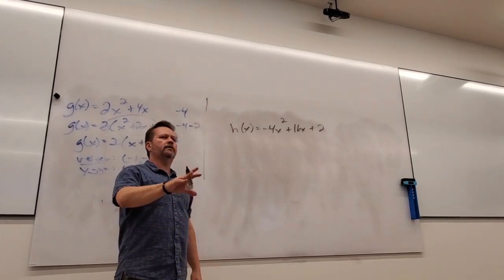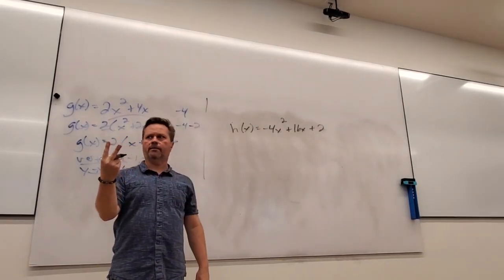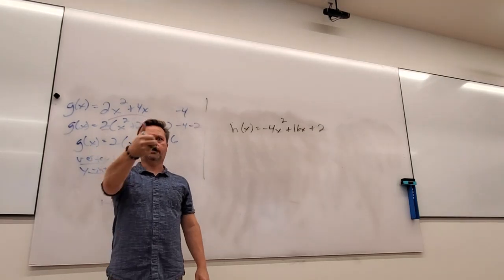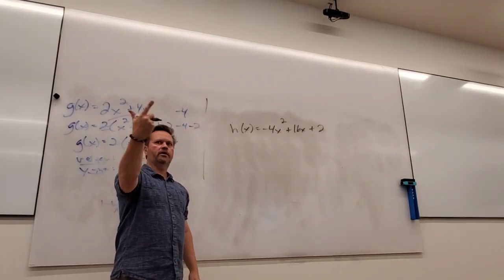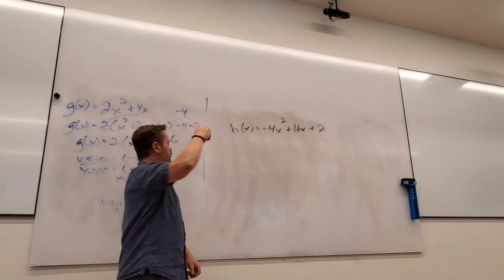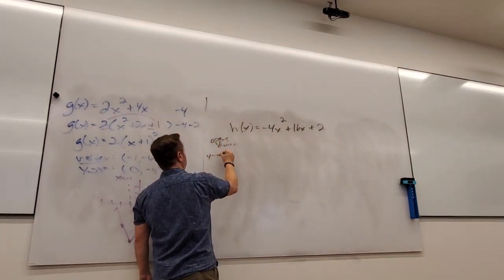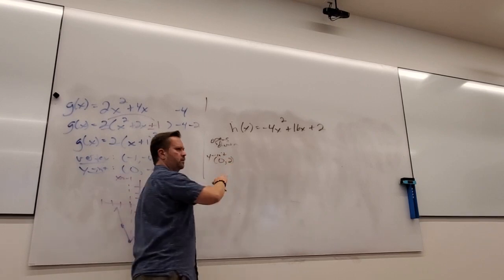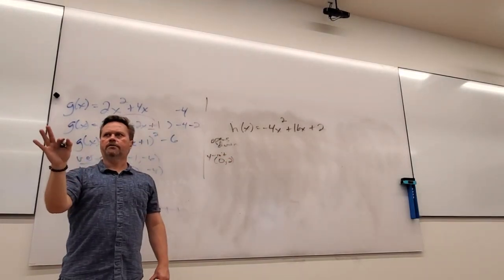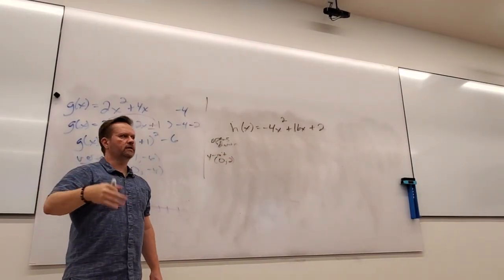So right off the bat, you can tell me two things about this problem. What can you tell me? It's going downward. And the y-intercept is 2, (0, 2). So it opens down. Everybody see that? You can see that already. So the only thing I don't know is the vertex.